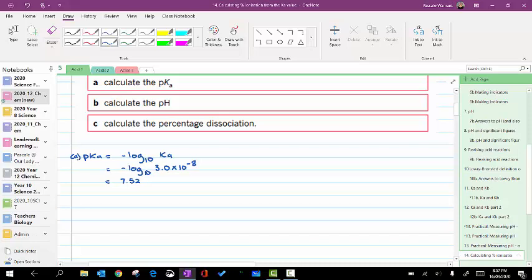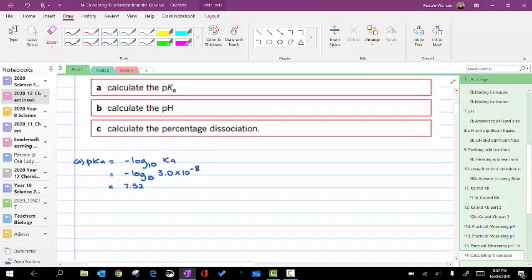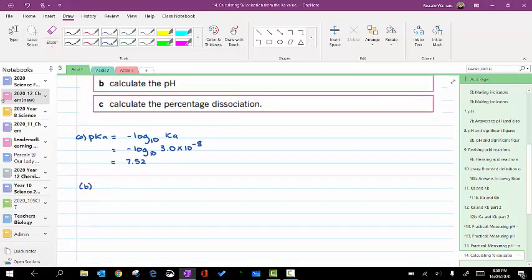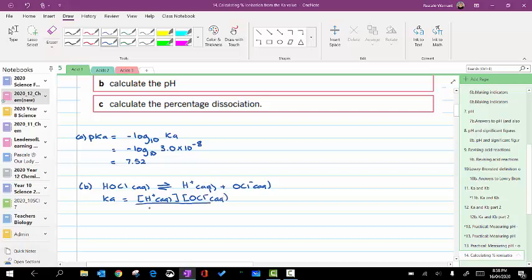Okay, now for part B, this time we've got to work out the pH. Okay, the first thing that I'm going to do is write an equation for the dissociation of this weak acid. Okay, now that I've written the dissociation equation for this weak acid, I can write the Ka expression. Now, to work out the pH, I'm going to have to work out the hydrogen ion concentration. So I've got the Ka value, and I need to work out the hydrogen ion concentration.